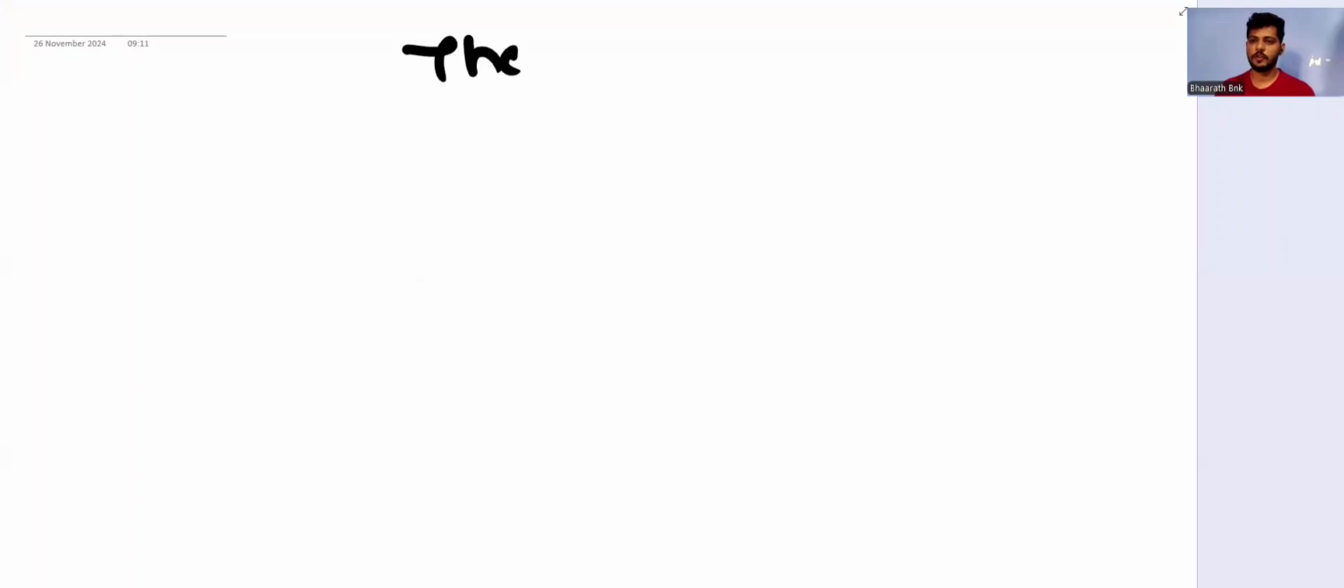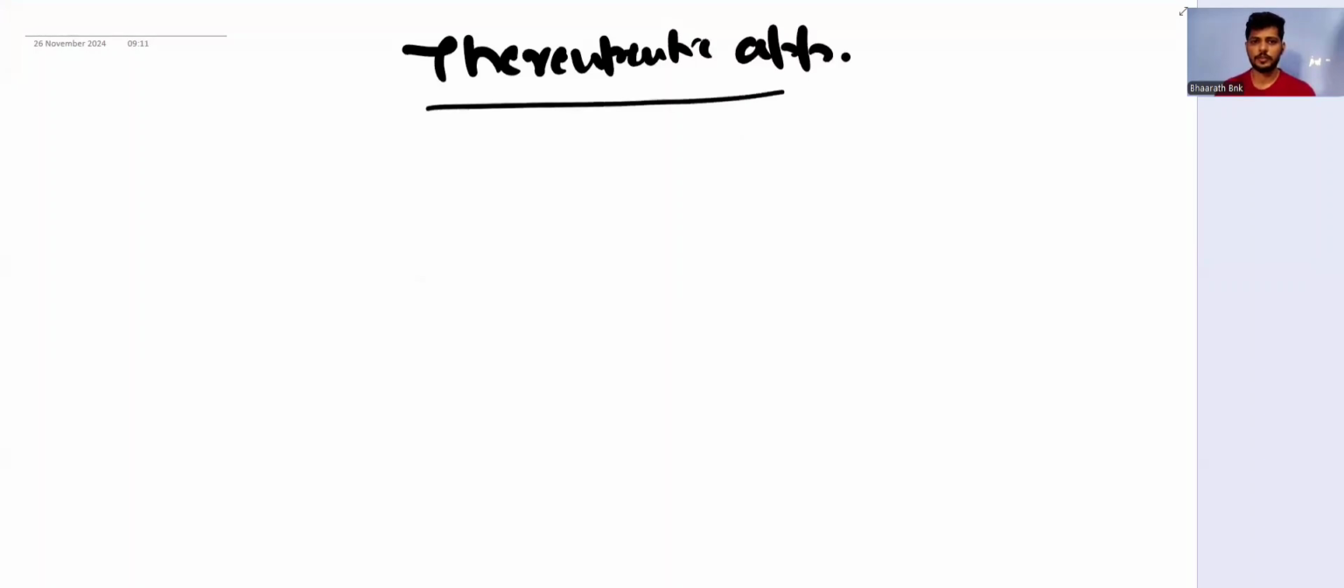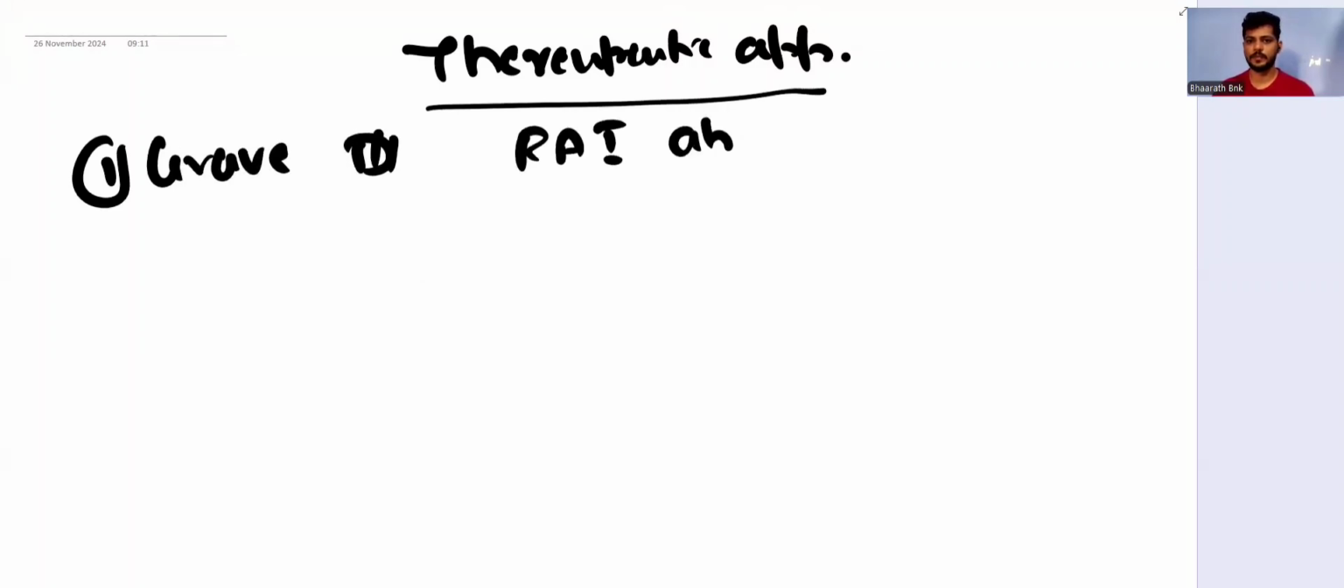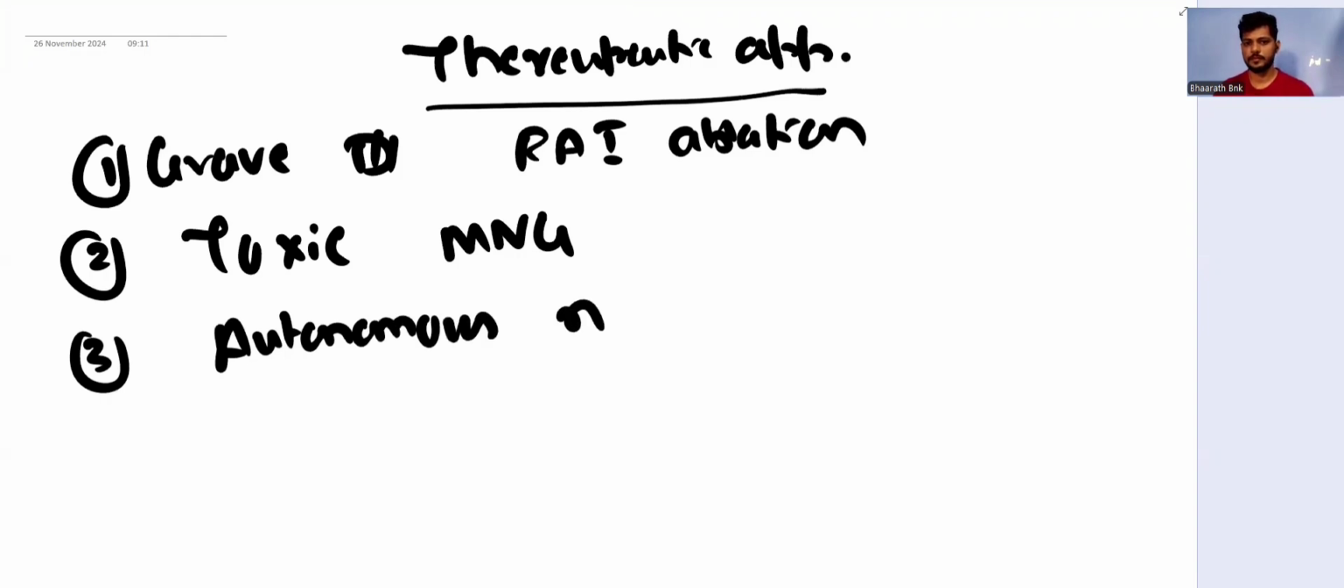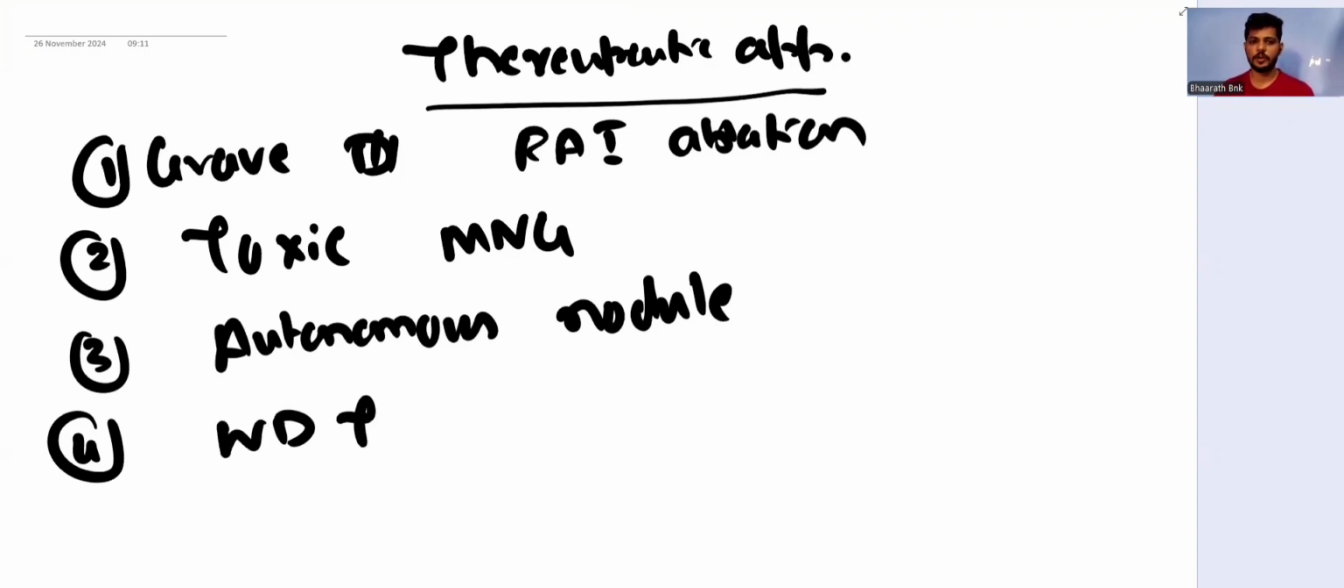But as I told you, iodine 131 also releases beta particles which destroy the thyroid tissue. It also has therapeutic applications. Now, these therapeutic applications, again, in case of Graves' disease, you can give a radioiodine ablation therapy, or it can be used in case of a toxic multinodular goiter, or there is an autonomous functioning nodule to ablate that. This can be used. It can also be used for recurrence or residual well differentiated thyroid carcinoma.